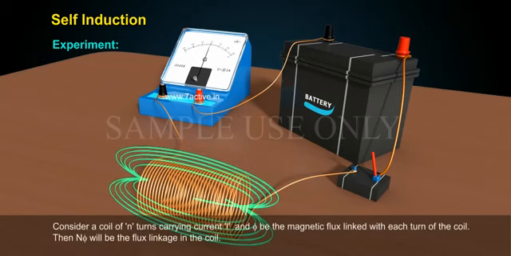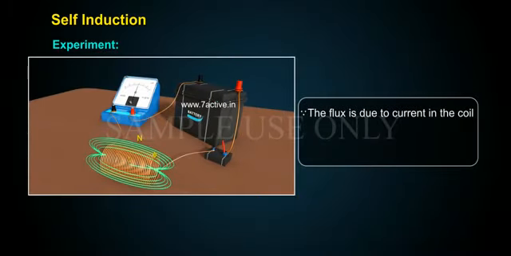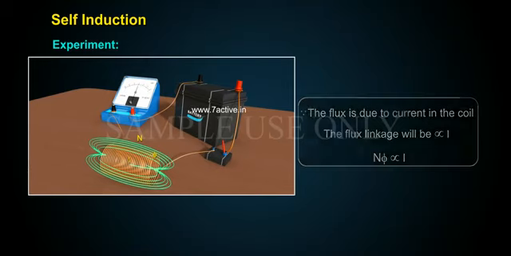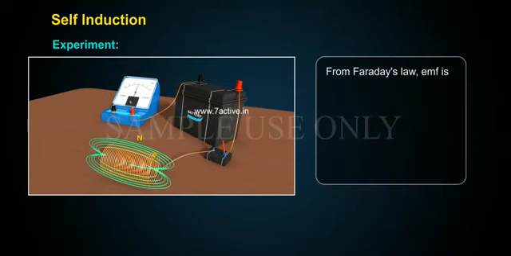current. Consider a coil of N turns carrying current I, and let phi be the magnetic flux linked with each turn of the coil. Then N phi will be the flux linkage in the coil. Since the flux is due to current in the coil, the flux linkage will be directly proportional to the current I. That is, N phi is directly proportional to I. From Faraday's law, EMF Es is directly proportional to minus the derivative of N phi.